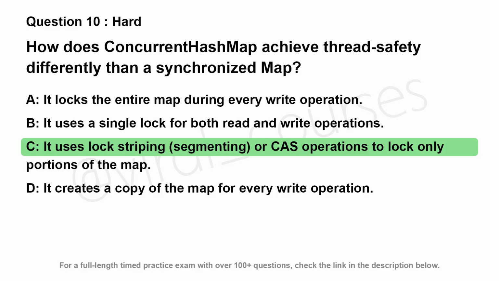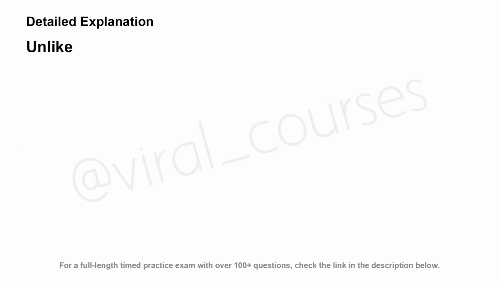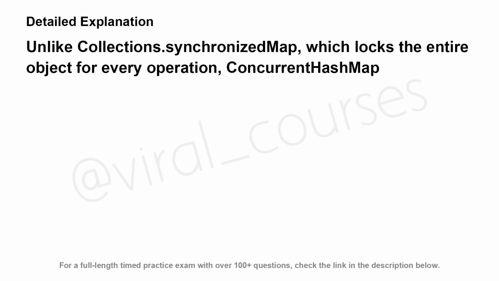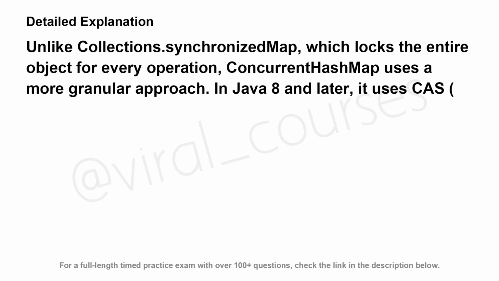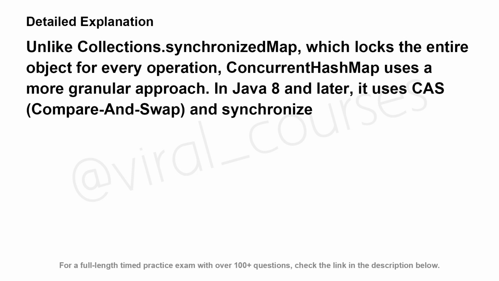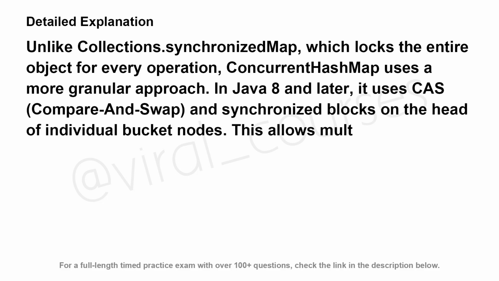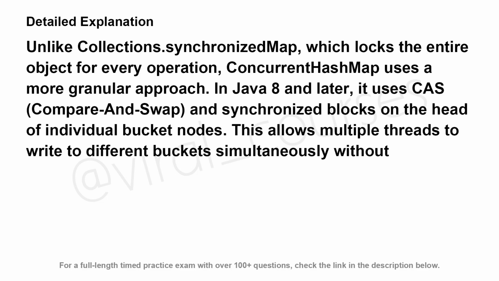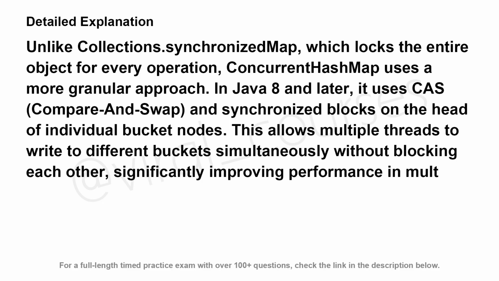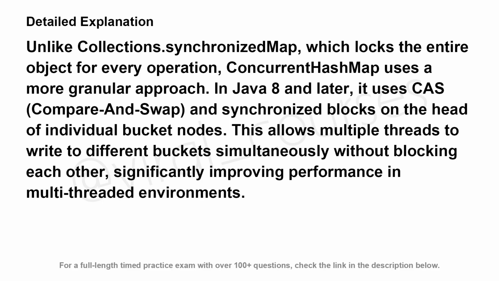The correct answer is C. Unlike Collections.synchronizedMap, which locks the entire object for every operation, ConcurrentHashMap uses a more granular approach. In Java 8 and later, it uses CAS, compare and swap, and synchronized blocks on the head of individual bucket nodes. This allows multiple threads to write to different buckets simultaneously without blocking each other, significantly improving performance in multi-threaded environments.